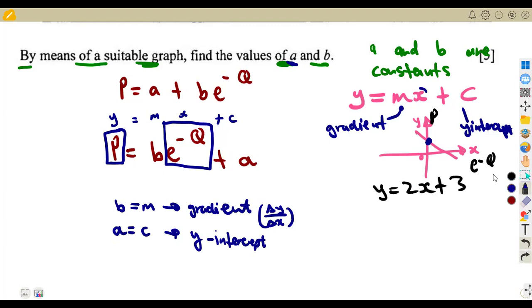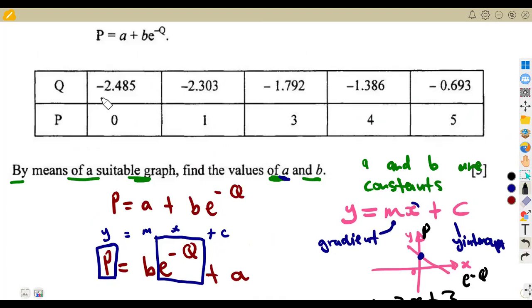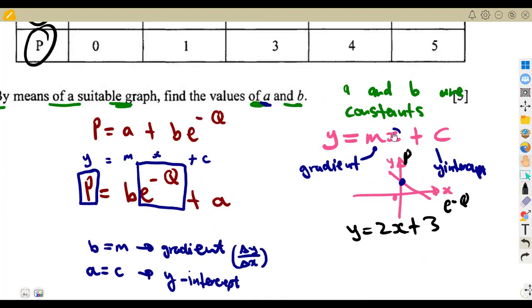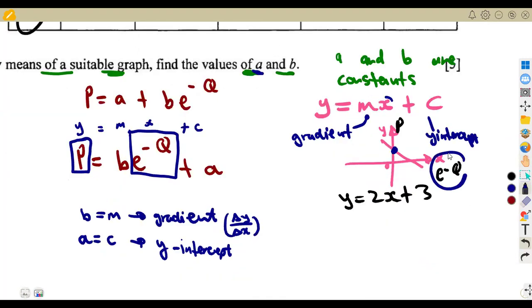If the graph drawn is for p versus e to the exponent of minus q, it will look like a straight line, a linear function. That is the linear law. So this table here is not going to work, because this table was for q versus p. But take note what we want this time. We want e to the exponent of minus q and p. This is what we want on the graph, not q.